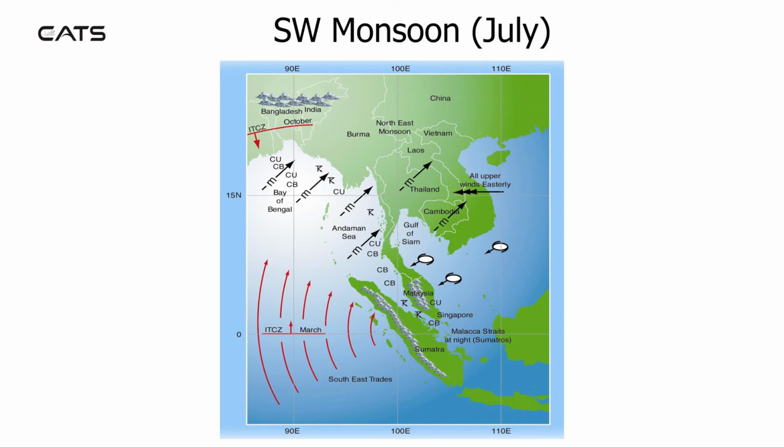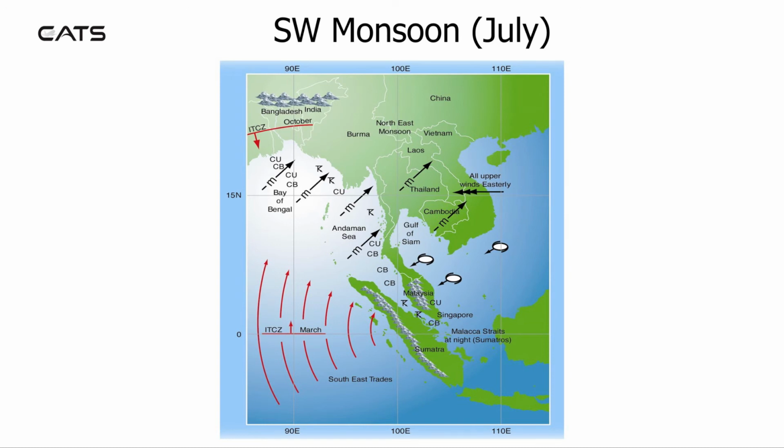Southwest monsoon, July. The southwest monsoon originates in Australia as a southeasterly flow. This travels in a northwesterly direction around Sumatra and turns at the equator to become the southwest monsoon.